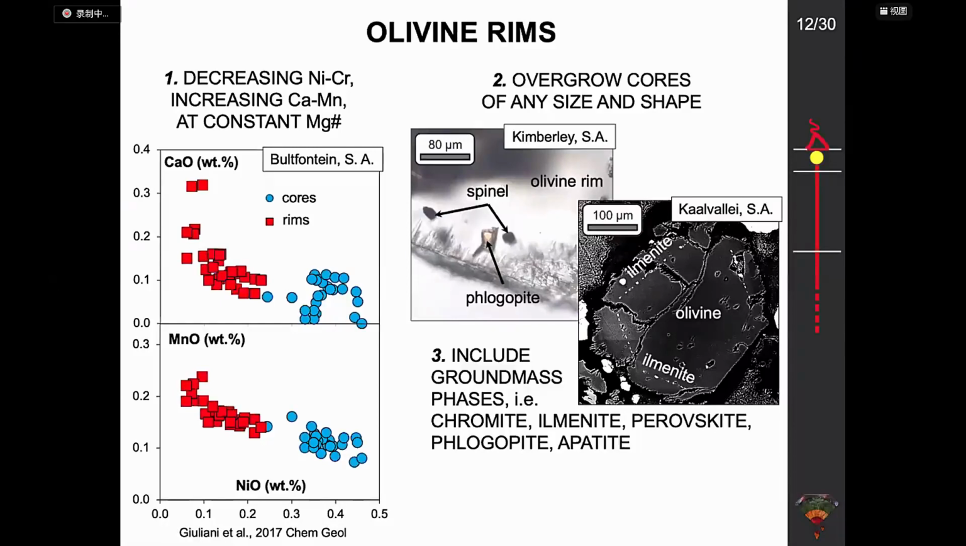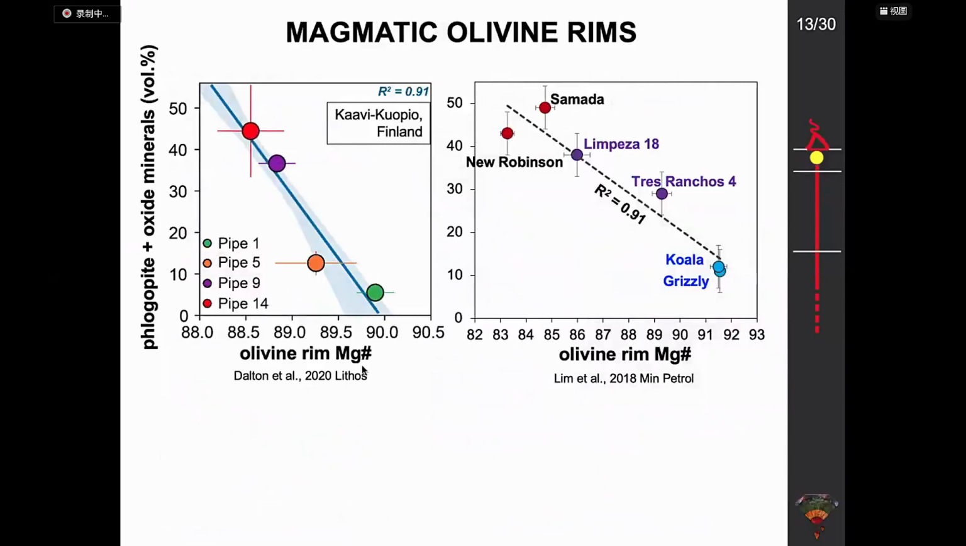So if we combine all these observations together, I think you would all conclude, as everyone else has done so far, that the rims have a magmatic origin. But we can move a step forward, and we can now compare the magnesium number of the olivine rims here on the x-axis with some quantitative indication of the composition of the kimberlite groundmass. In this case, we have used phlogopite plus oxide minerals concentrations. In the charts on the left-hand side, you can see the results for 4 different pipes in the same cluster of kimberlites in Finland called Kaavi-Kuopio.